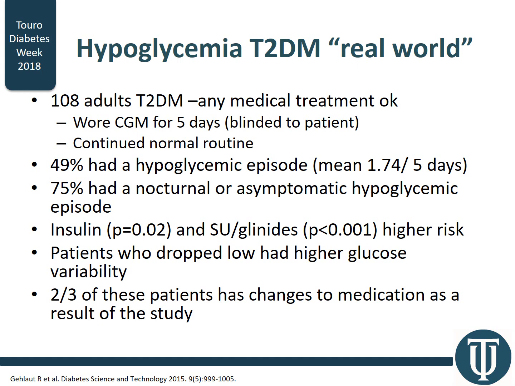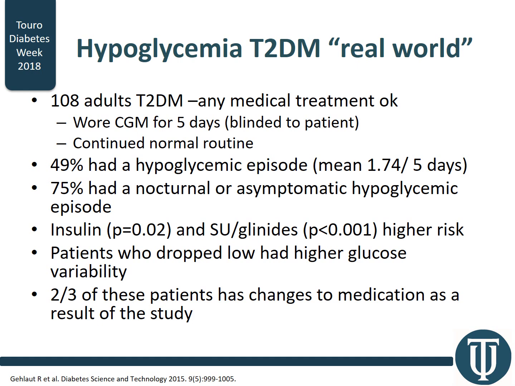And 75% of those patients experienced a nocturnal or asymptomatic hypoglycemic episode. These would be times when they may not feel them, and if they don't feel them, that might mean they're having too many. We also found, as no surprise, that insulin or insulin secretagogues that are glucose independent had a much higher risk of hypoglycemia, statistically significant. And those people that had hypoglycemia actually had higher glucose variability.